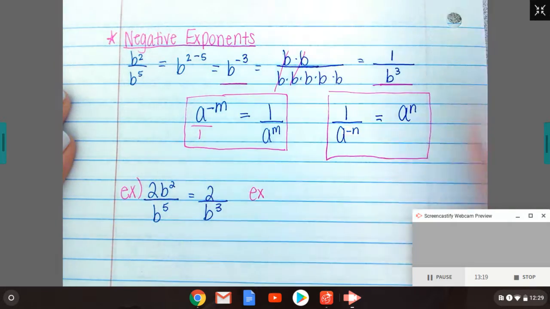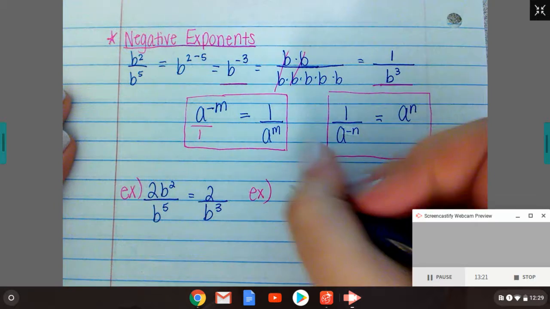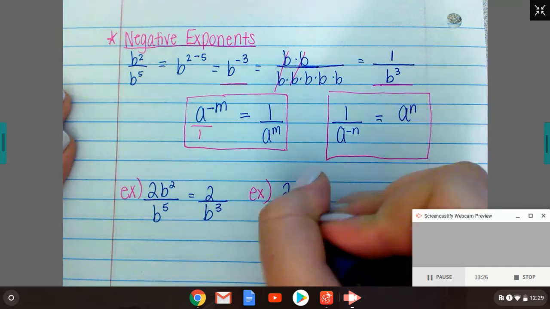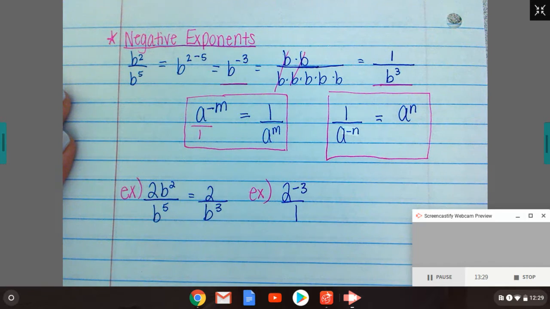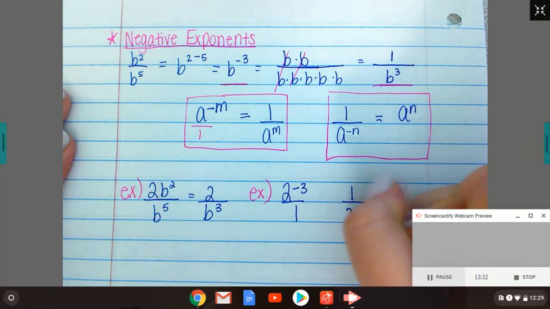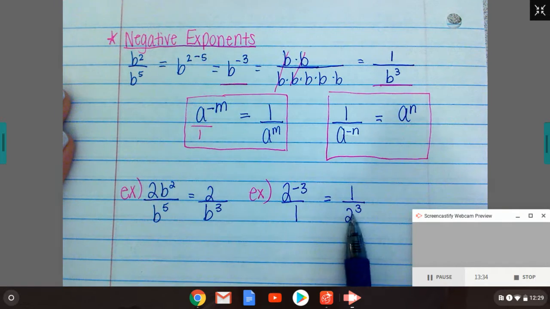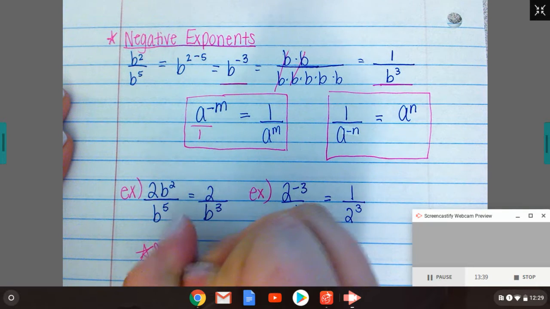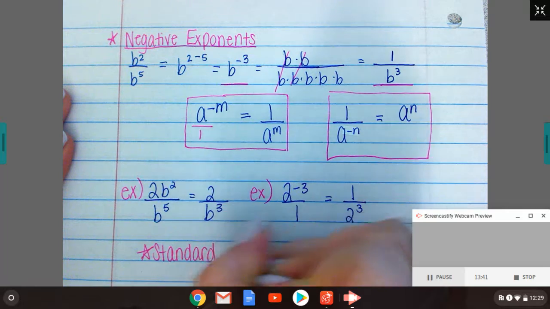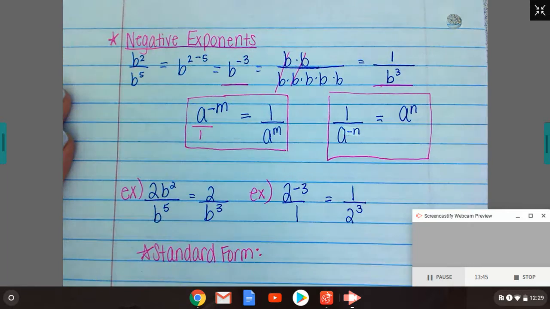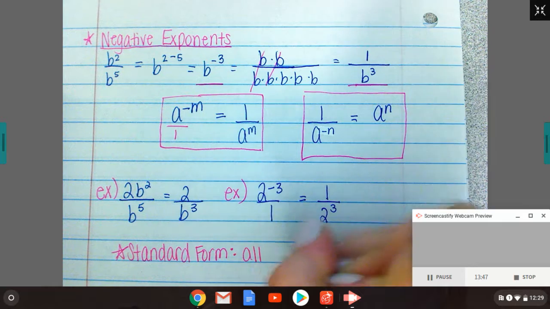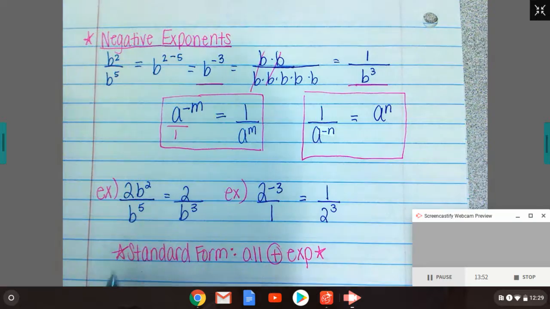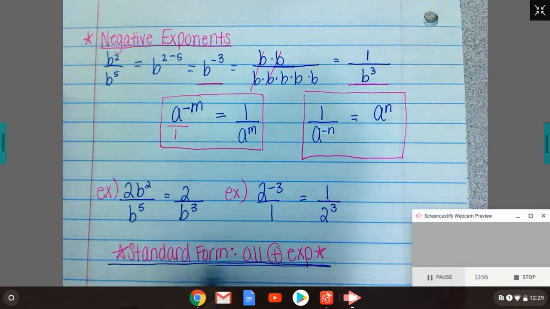Let's do another one. 2 to the negative 3rd. Right now this doesn't have a denominator of 1, so I can put it in. It was imaginary. Now I can flip it and make my exponent be positive. So the big thing here is that standard form has all positive exponents. So if you don't have positive exponents, you need to move it to make it positive.